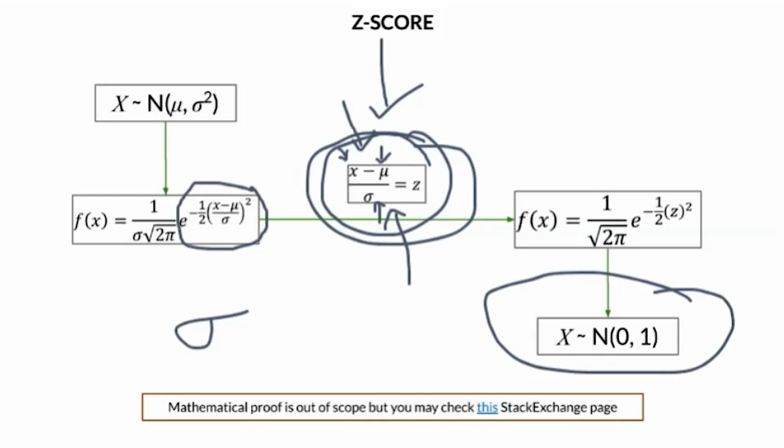So the full mathematical proof is out of scope, but there are some links that I've given. I believe you'll be getting the PDF. So in your free time, you can go through the links.